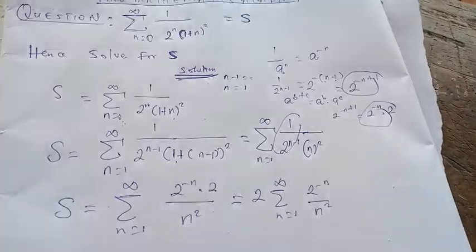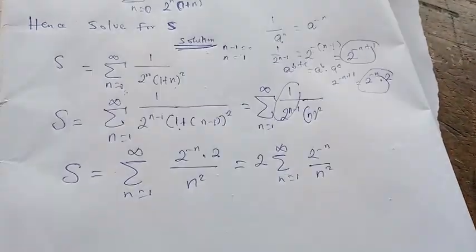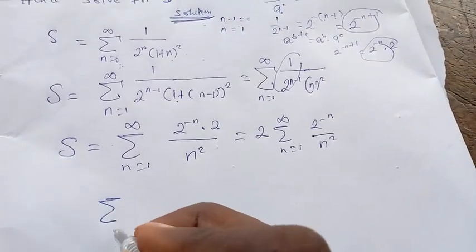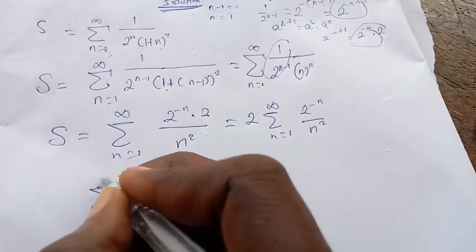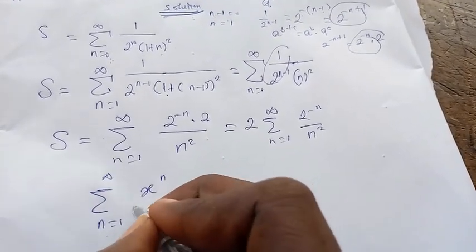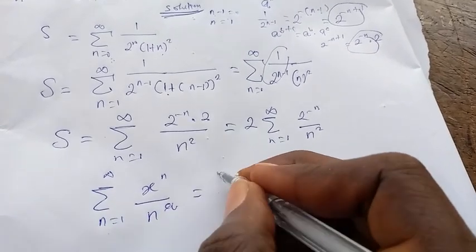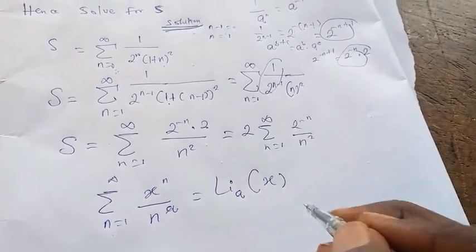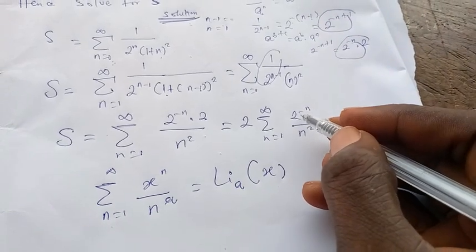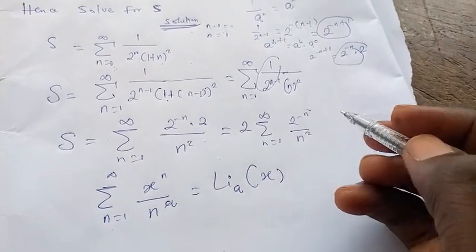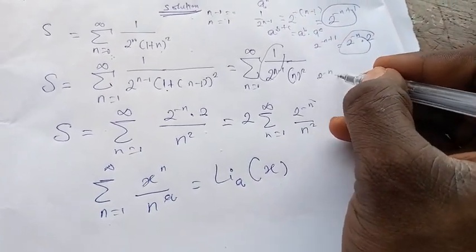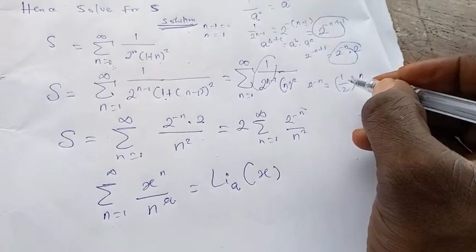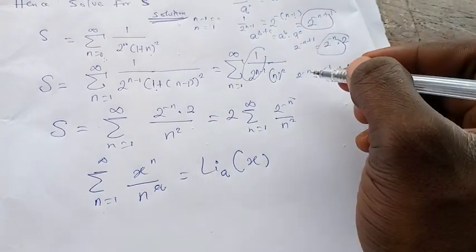So let me quickly introduce the polylogarithm series. From the polylogarithm series, it states that the summation of n running from 1 to infinity of x raised to the power of n over n raised to the power of a will give you Li subscript a of x. Alright, now what's the value of x here? Don't forget, 2 raised to the power of minus n can also be written as 1 over 2, everything raised to the power of n. Don't forget, 1 over 2 is 2 raised to the power of minus 1, which is also equal to this.